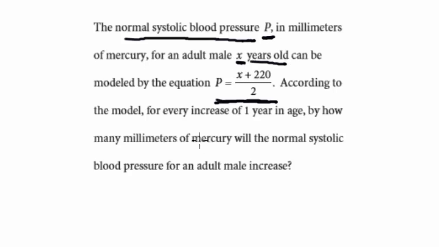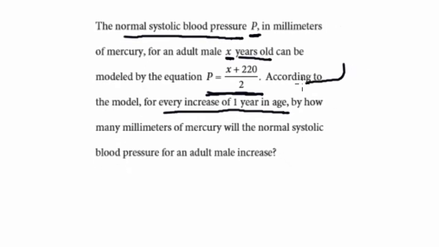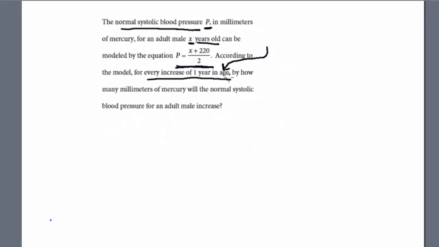Okay, so that's helpful. According to the model, for every increase of 1 year in age, which really is saying, if I wanted to summarize, as X, the number of years old, increases by 1 unit, or 1 year, that's the interpretation of every increase of 1 year in age.